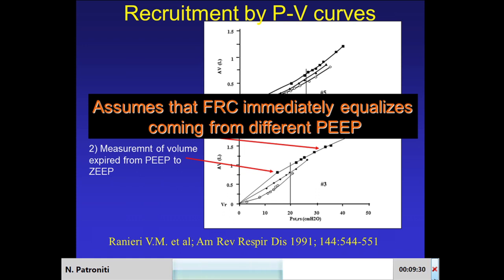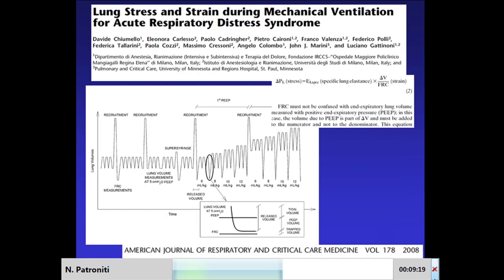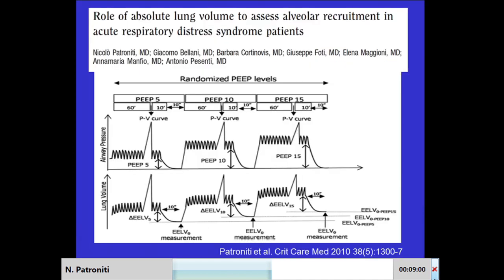And irrespective of the PIP you come from, you go back to the same FRC. I didn't like that point. So we did a study, using the same assumption as other studies. This is a very popular study on stress and strain: they just measure one FRC in one condition and apply that same FRC to all other conditions. So we did a study.